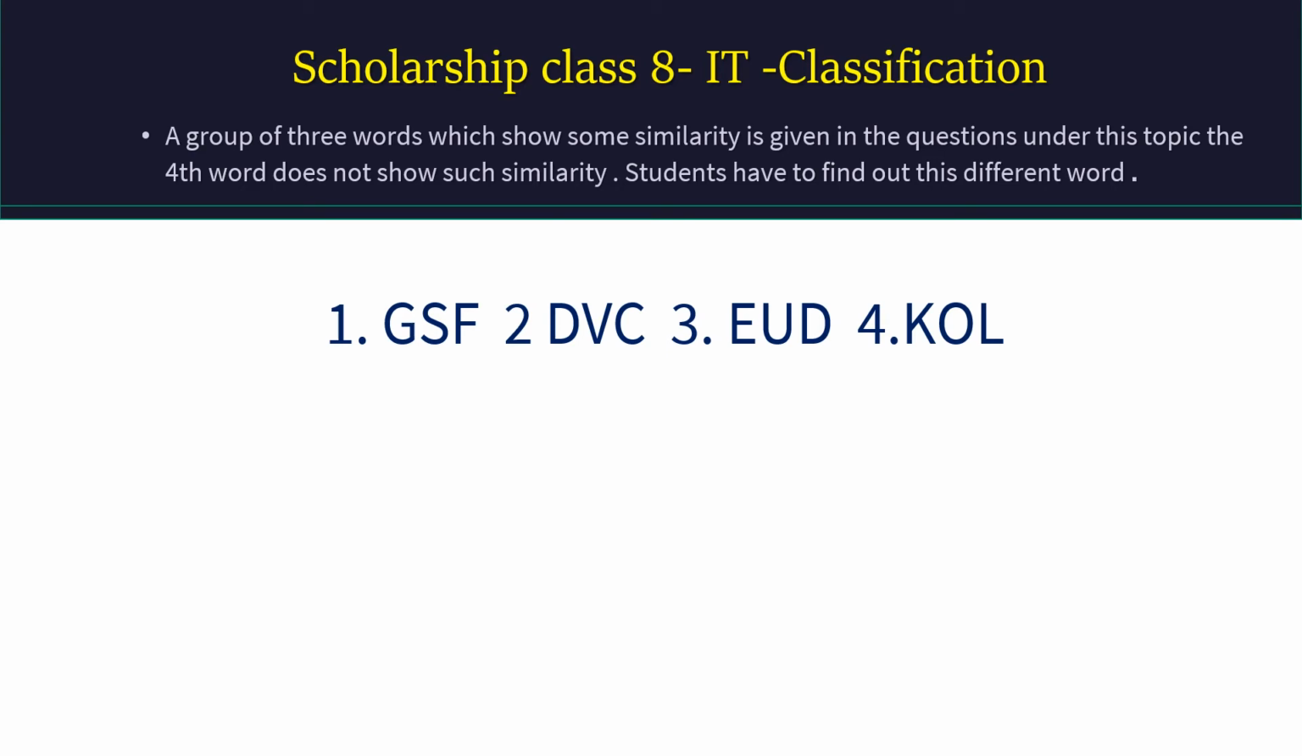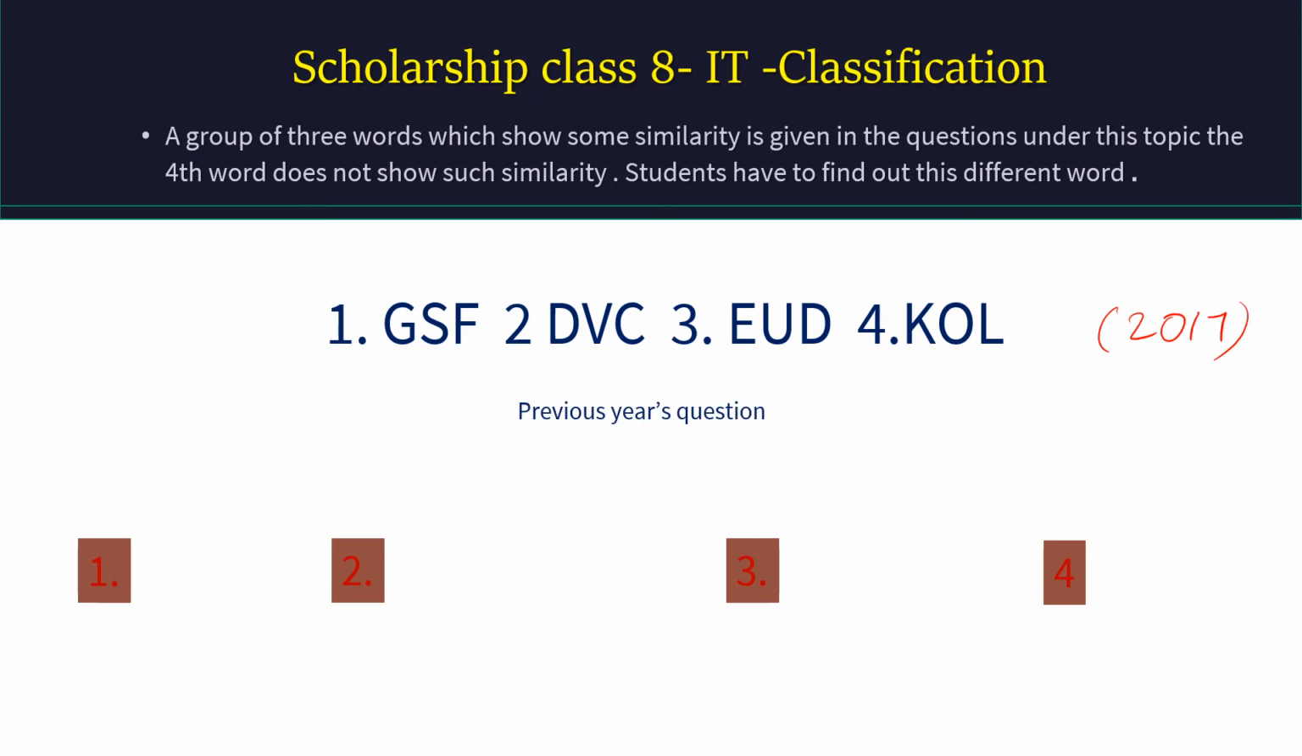Because of very uncommon and unfamiliar English alphabet which cannot be read. GS, DVC, EUD, KOL: this question came in 2017. So you will find such questions in your paper also. Maybe this kind of question has an alphabet series A, B, C, D. Remember that can be used. A, B, C, D, E, F, G, H, I, J, correct? K, L, M, N, O, P, Q, R, S, T, U, V, W, X, Y, Z.